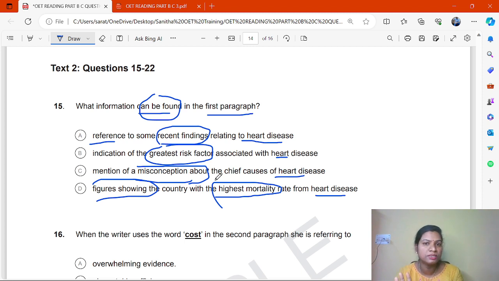Okay, choose that option. But before that, you have to confirm it. You eliminated three options because it was not there in the passage. Okay, are you getting my point?